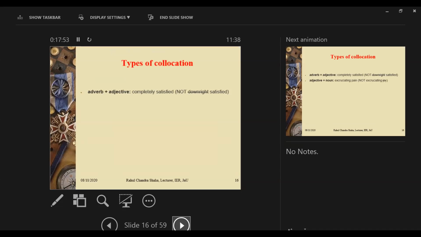So the first type of collocation is adverb plus adjective. For example, when we use two words, one is in the form of an adverb and another is in the form of an adjective. For your better understanding, I have mentioned one example of adverb plus adjective collocation, which is completely satisfied, not downward satisfied. So when we use the words completely satisfied, it is part of the adverb plus adjective collocation. Do you understand? Yes, sir.